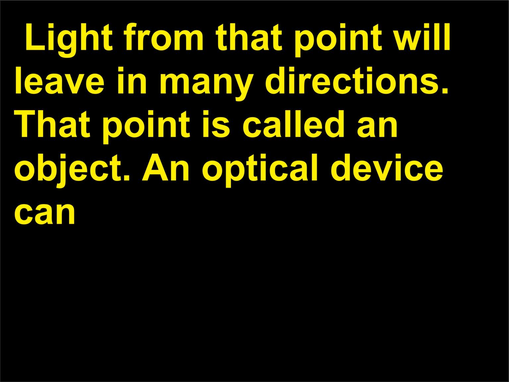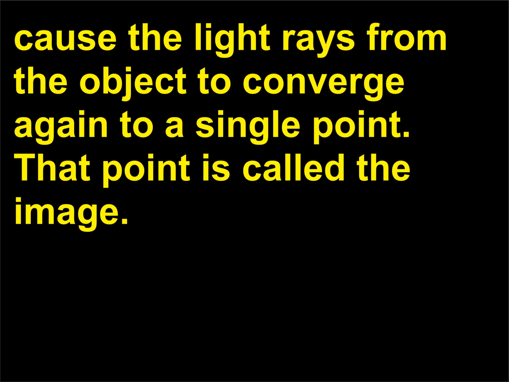Light from that point will leave in many directions. That point is called an object. An optical device can cause the light rays from the object to converge again to a single point. That point is called the image.